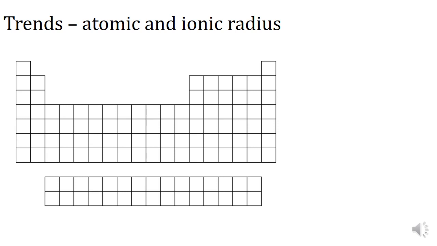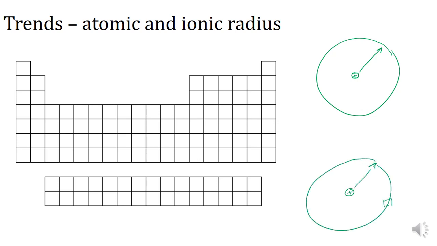So, atomic and ionic radius. Atomic radius is, for a given element, the distance between the nucleus and its outer shell, versus the distance between the nucleus and its outer shell if it's gained or lost electrons.